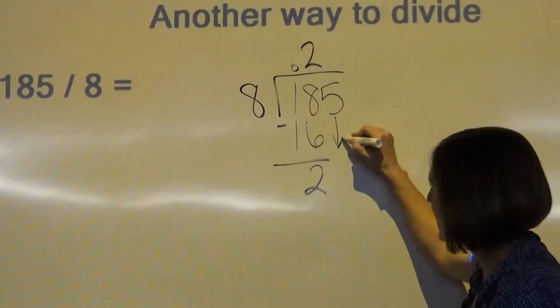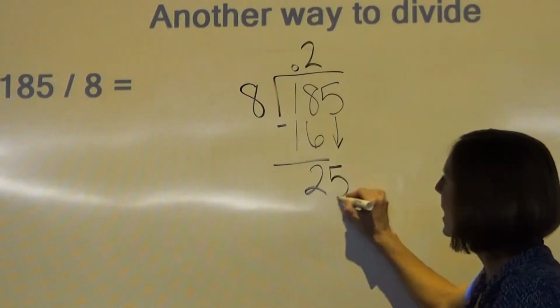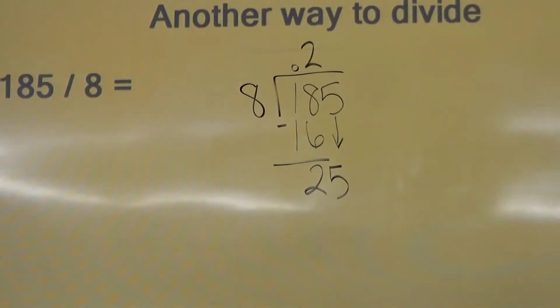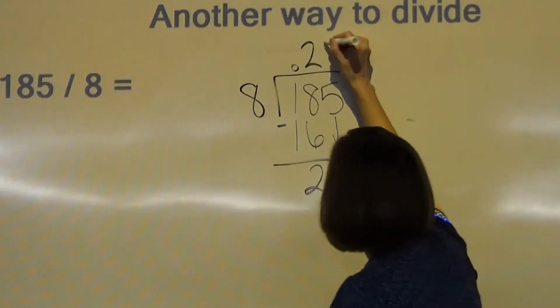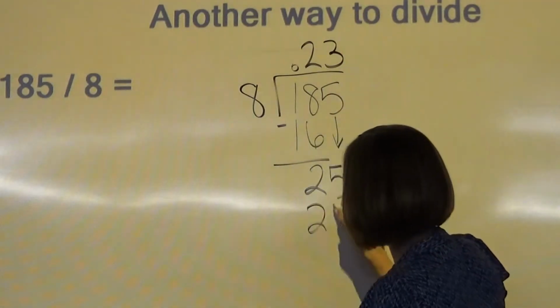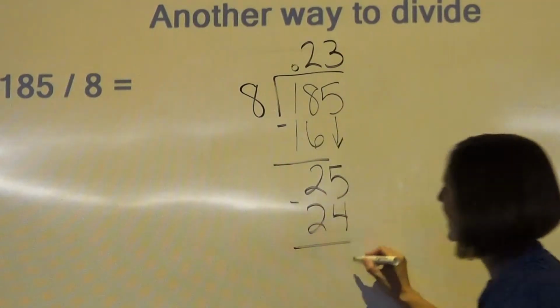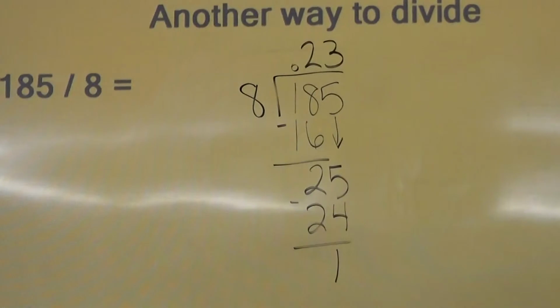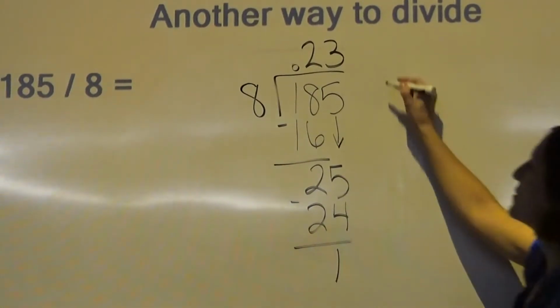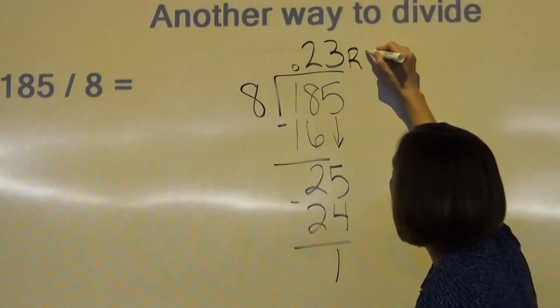I'm going to bring down my next digit. So now I ask how many 8s are in 25. Well, 8 times 3 is 24. And again, I subtract and have 1 left over. My answer is 23, remainder 1.